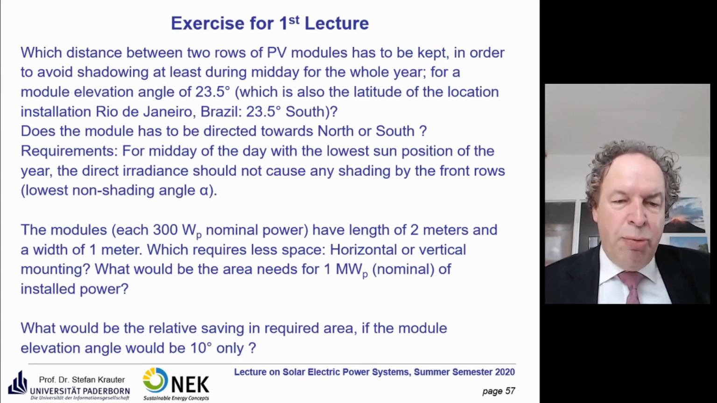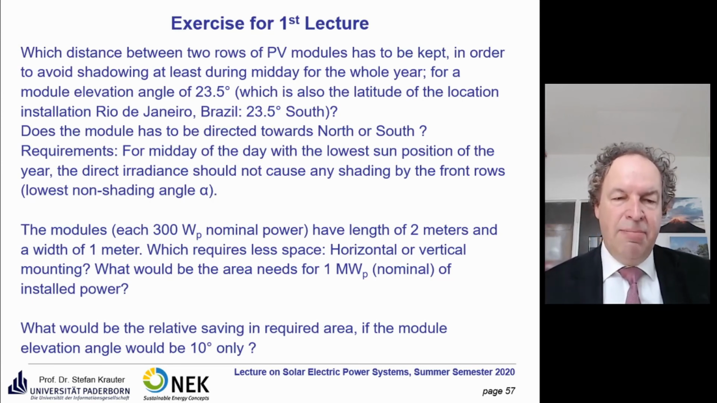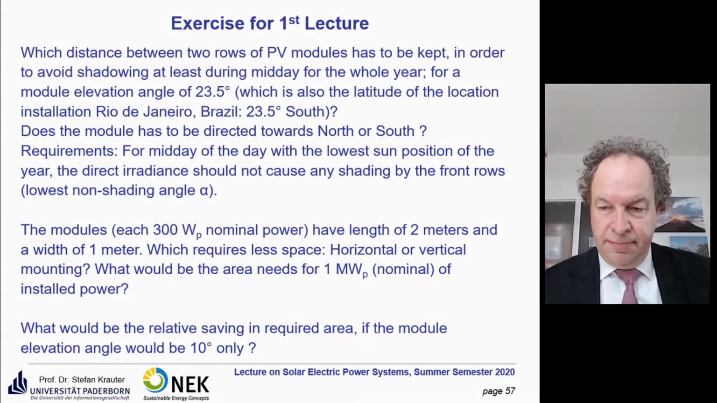How much area would you require if you would install a power plant of a nominal power of 1 megawatt? And what would be the relative saving in the required area if the module elevation angle would be 10 degrees only? So that's your exercise you should do, and come back with the solutions of the exercise, or you already have it uploaded on the poll system. Thanks a lot.